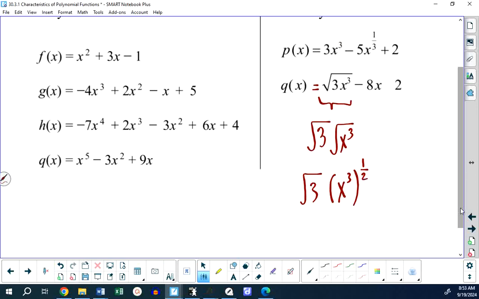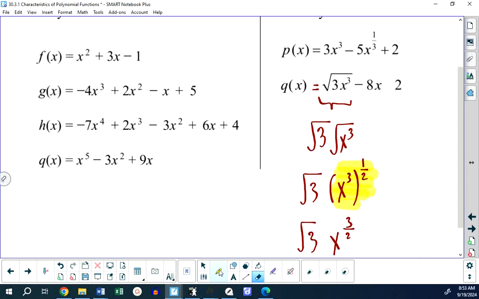And you've learned in previous courses that when you have this piece here, it's called, and I've never liked the name for this, a power of a power. Okay? But that's what we call it. And you have learned that if you want to simplify that, you multiply the exponents. And if we do, we get an exponent that's not a whole number. Okay? So that's why this is not a polynomial function.